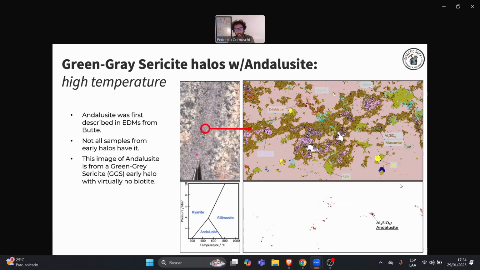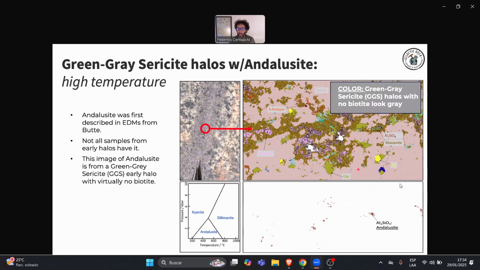Even the ones that are very light in color and have abundant muscovite and almost no biotite, or only traces of biotite, have andalusite as a trace. And now that we have access to tools like ChemScan or a TIMA image, you can see the mineralogy of alteration in much detail. We're starting to see this more clearly. So this is also a pretty high temperature assemblage.